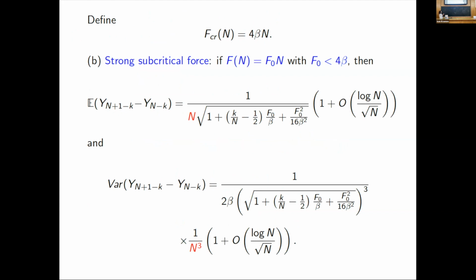When we move to the critical force, and this critical force, it was actually this 4 beta n. It was also discovered in Malyshev's paper first. So when we take this critical force, what happens? If our external force comes up to this critical force, then the fluctuations are still the same as previously, 1 over n cubed. But here we already have some constant, which is actually a positive constant.